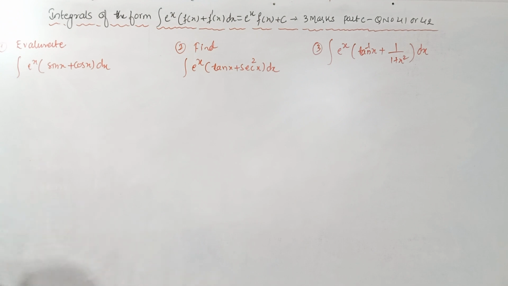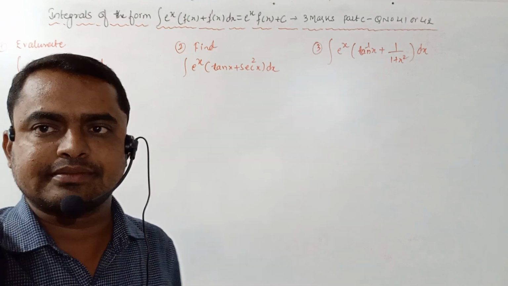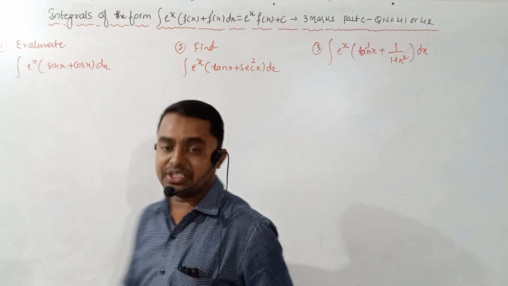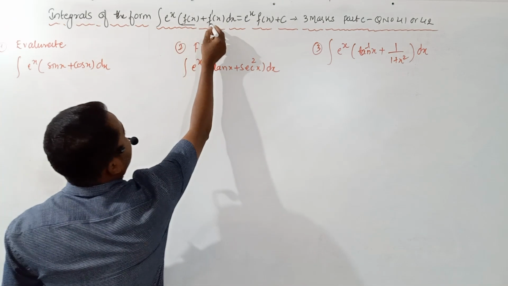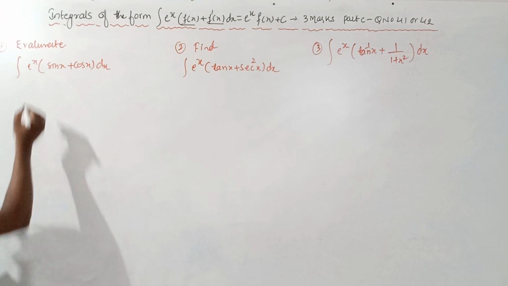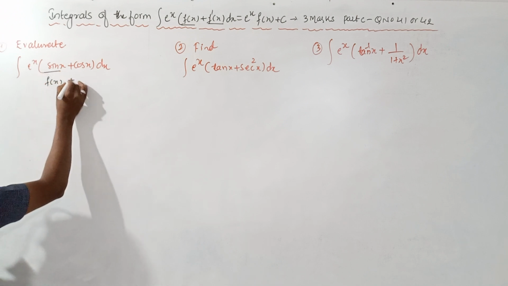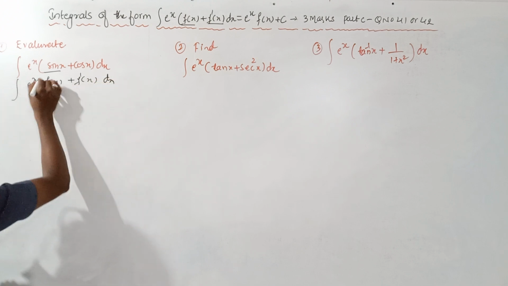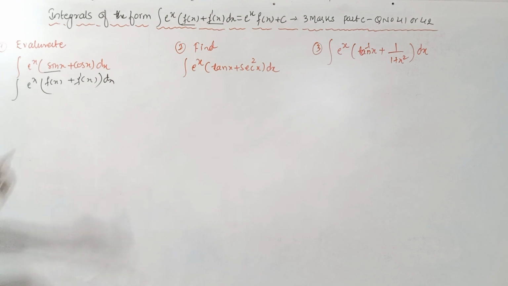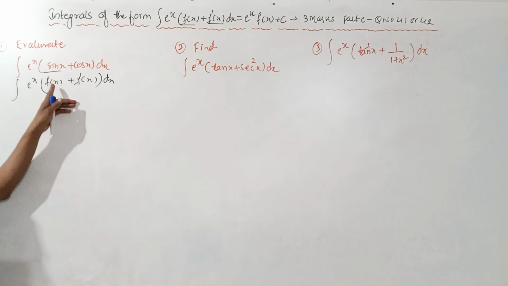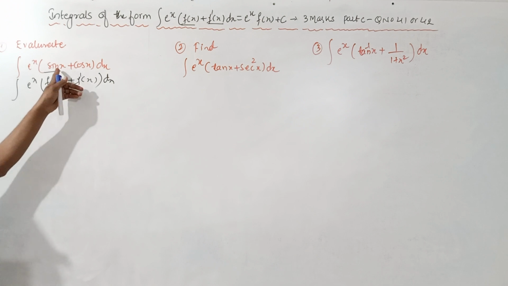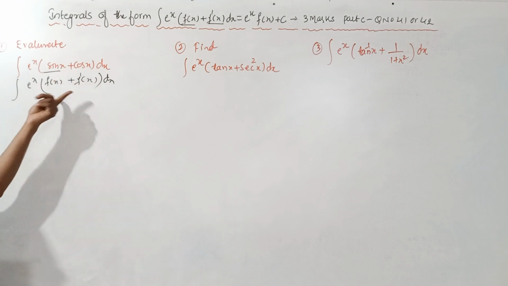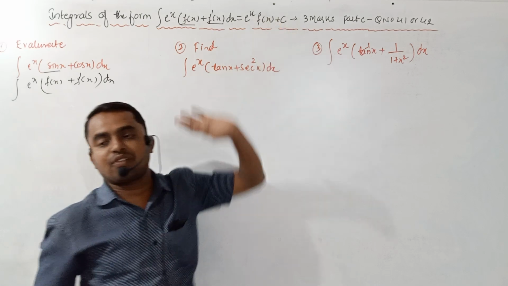These are also very important problems. First of all, try to understand what the rule is here. F of x is a function. F dash x is the derivative. Here, e raised to x, as it is, and this is f of x. F of x means sin x. The derivative of sin x is cos x. If it is in this form, then directly we will write e raised to x f of x plus c.